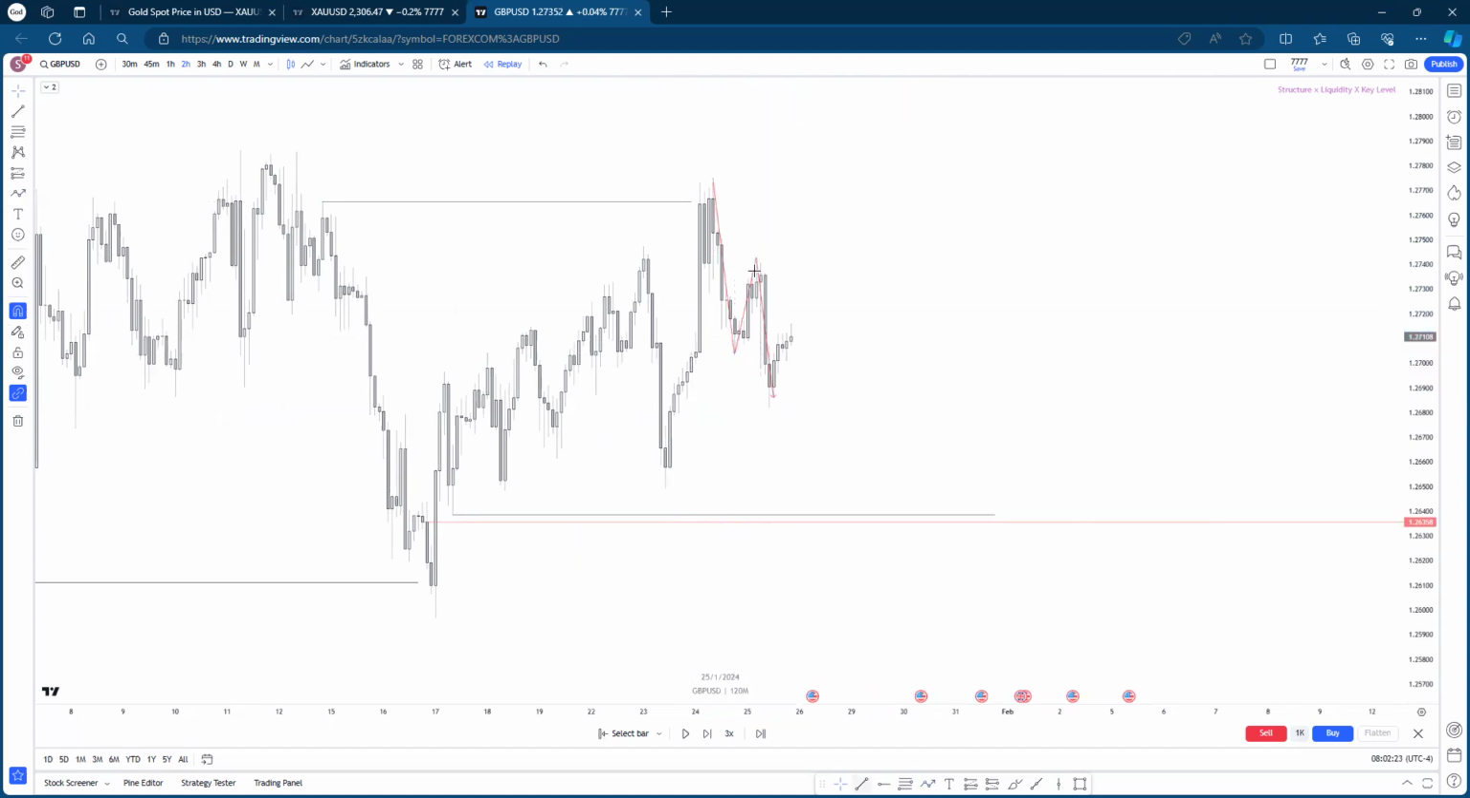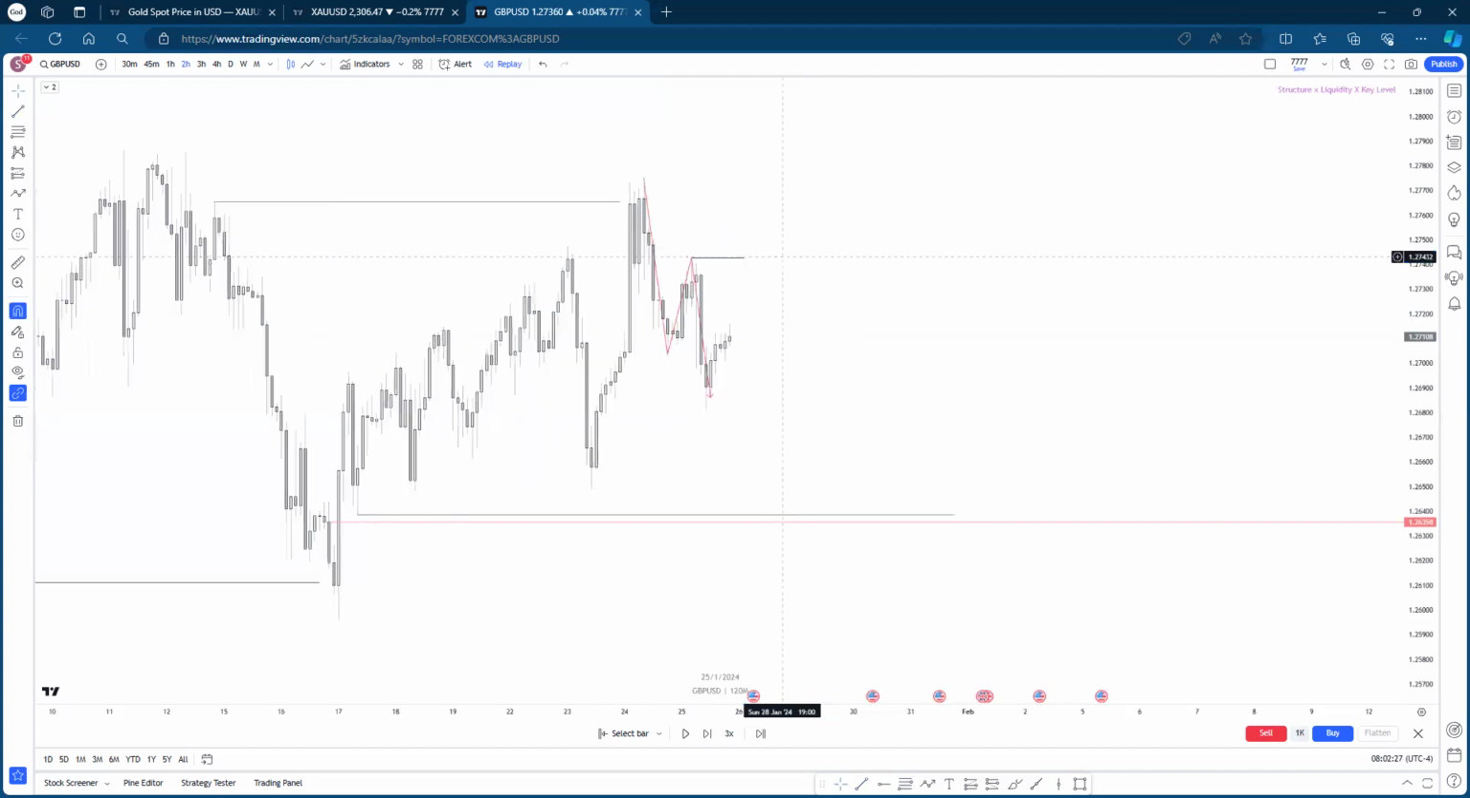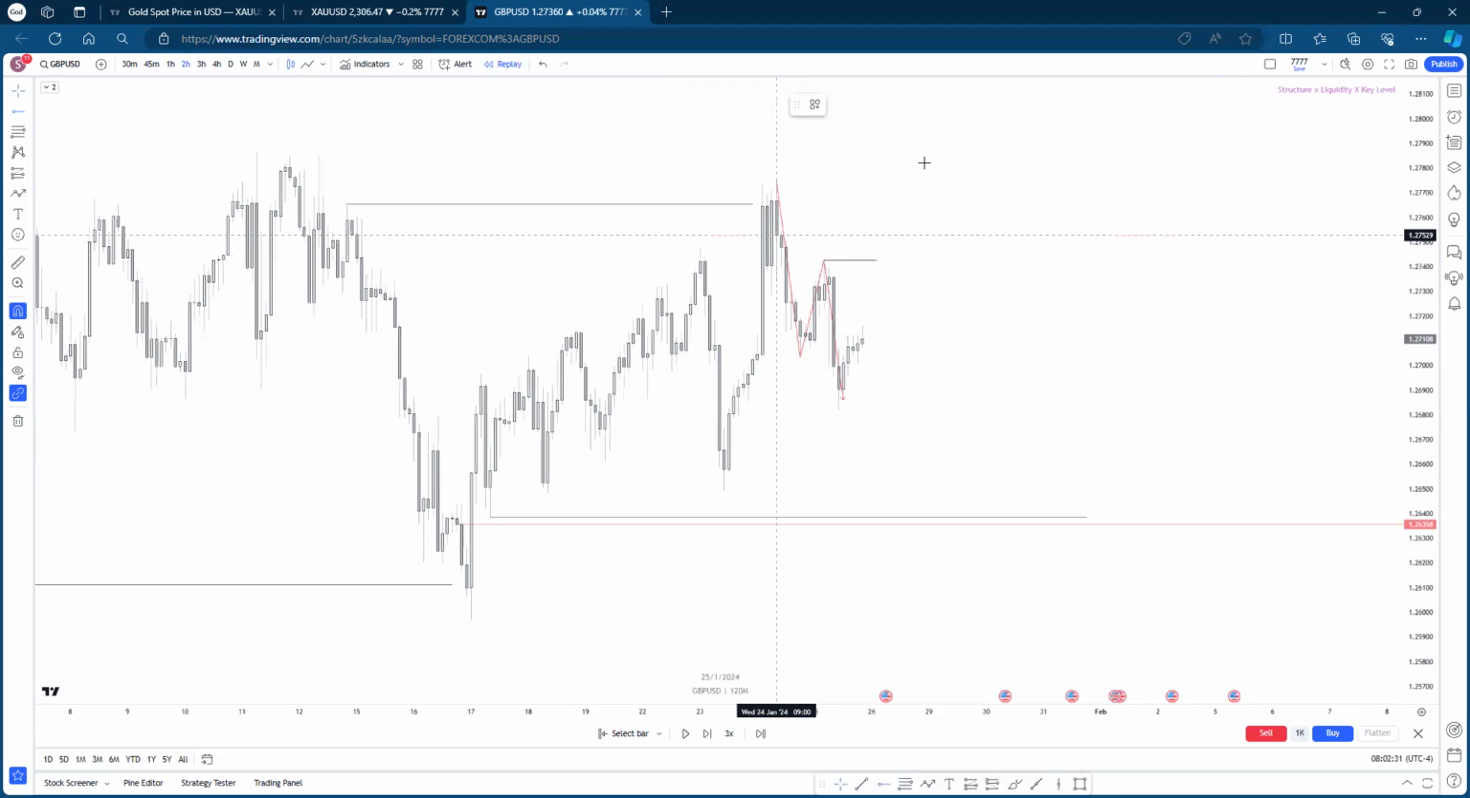The next thing you can see is that we have this induced internal range liquidity that needs to go. So what is resting close to the internal range liquidity? The key level. We have this particular key level, open close, that is also resting there. So let's say we want to short from here.